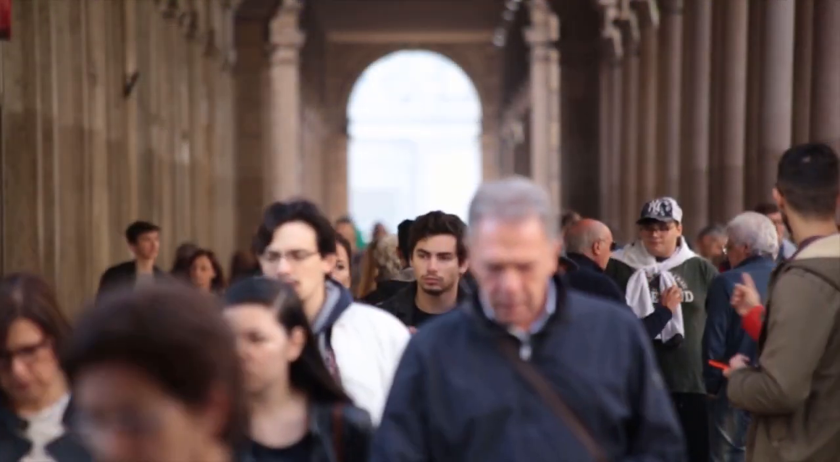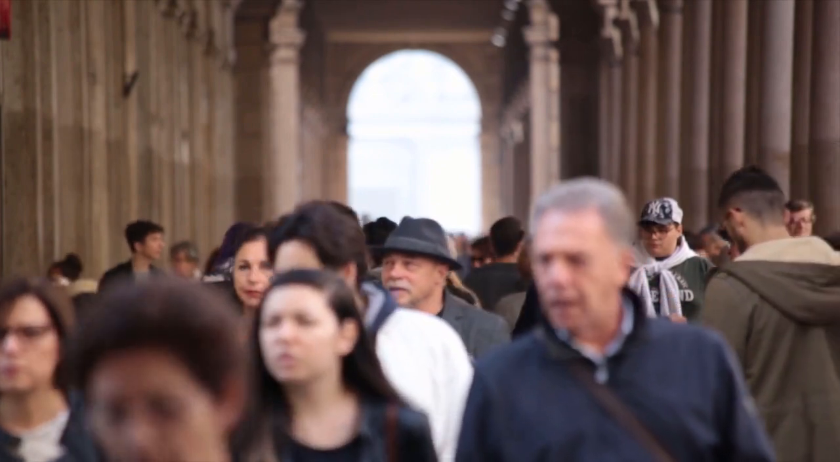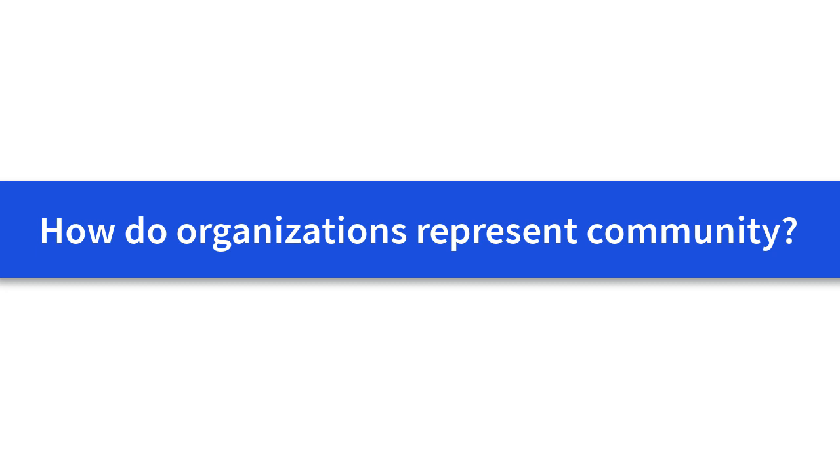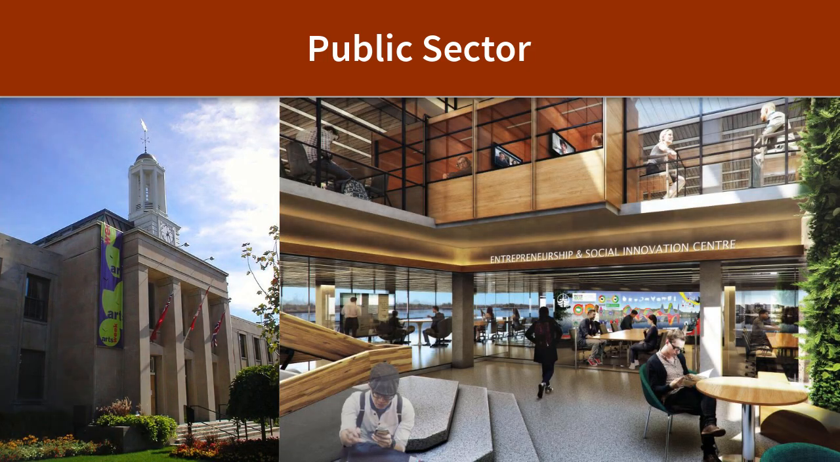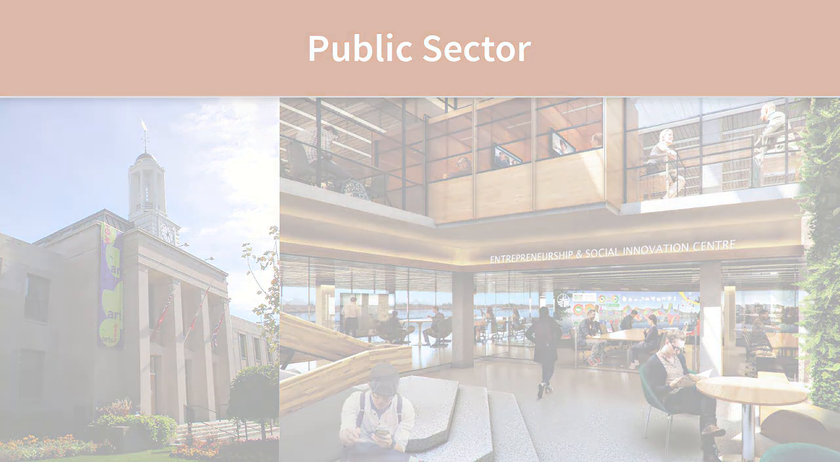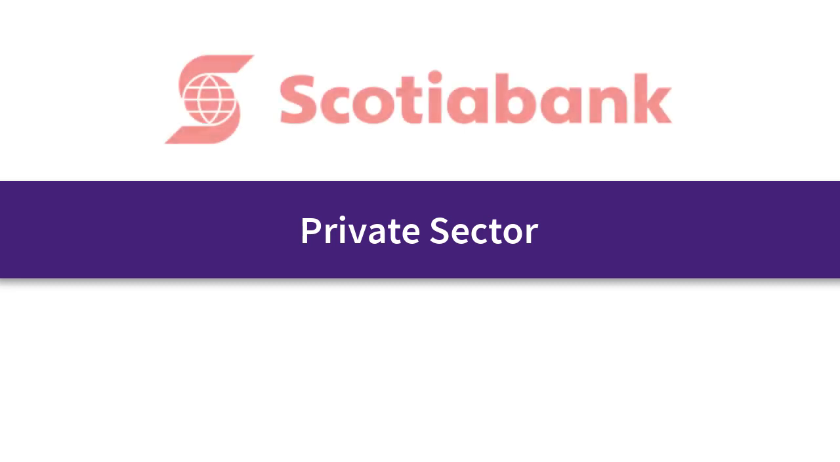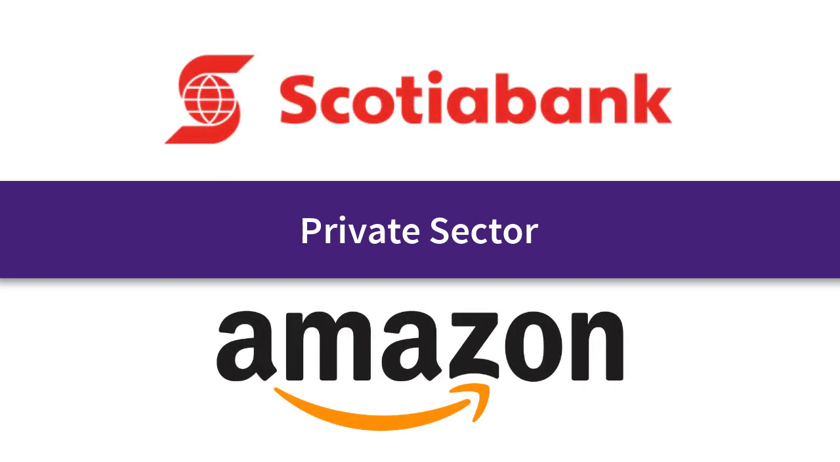Sometimes communities are made up of people who don't have much power to address their own needs. It's important to think about how different organizations might represent these communities. Public sector organizations like municipalities, universities, schools, and hospitals all serve the public and are funded at least in part by government. Private sector businesses like Scotiabank or Amazon try to make a profit by selling goods or services.